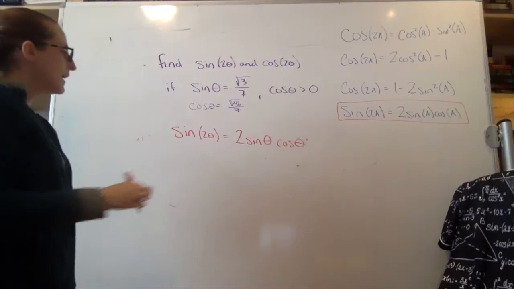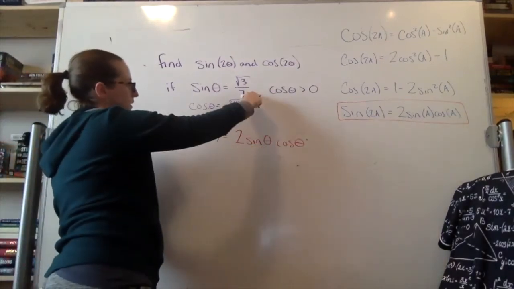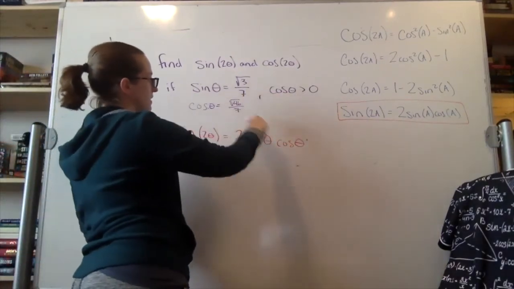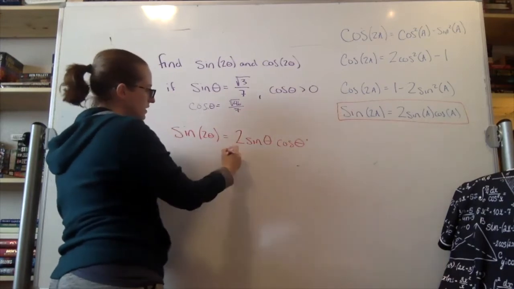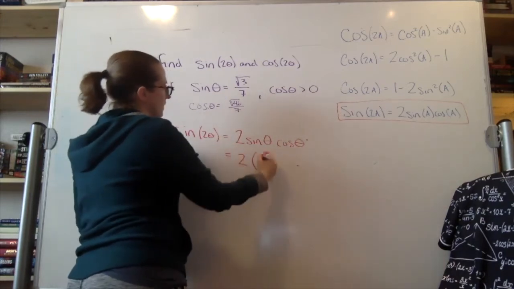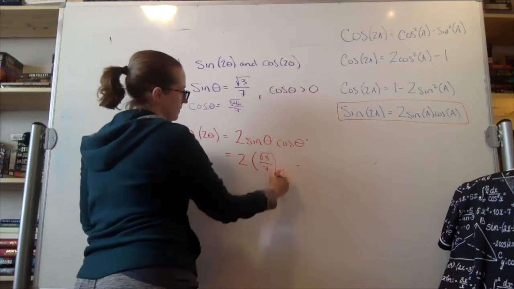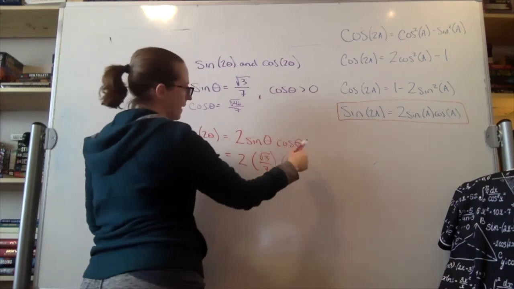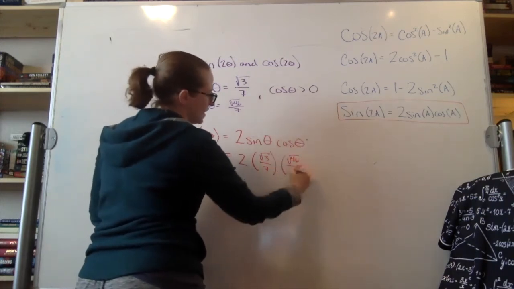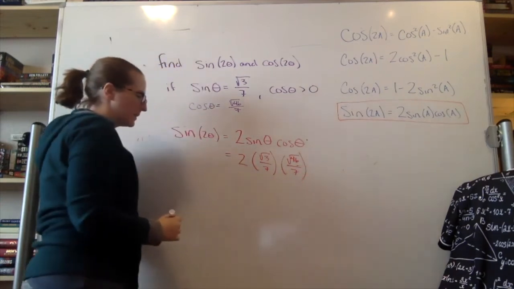Okay. And now we know what sine of theta is, square root of 3 over 7. We know what cosine of theta is, square root of 46 over 7. We're just going to plug in. Sine of theta, square root of 3 over 7. Cosine of theta, square root of 46 over 7. And now we get to simplify.